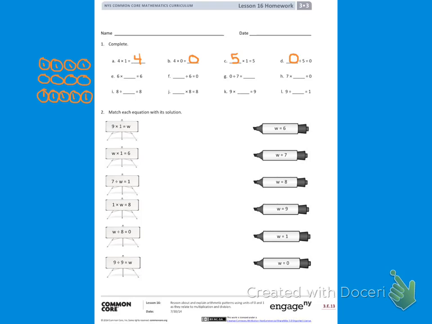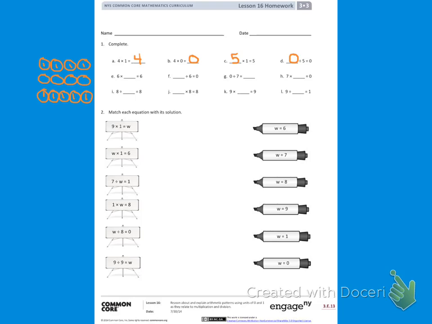Now let's look at problem set 2. Match each equation with its solution. This set of problems shows equations on the left that are drawn on an easel and answers on the right that are drawn on markers.